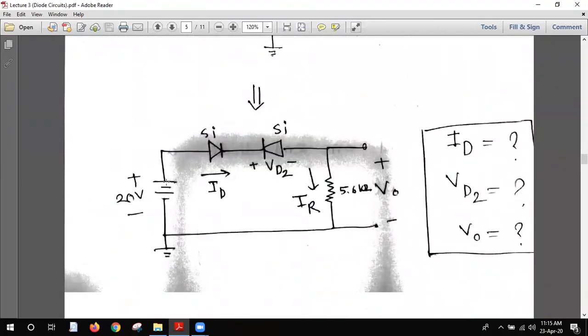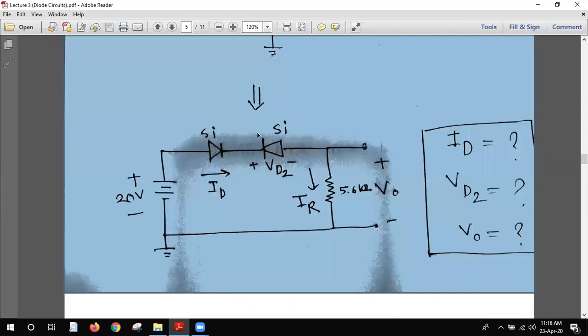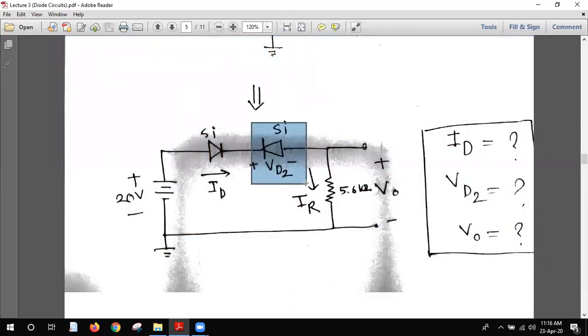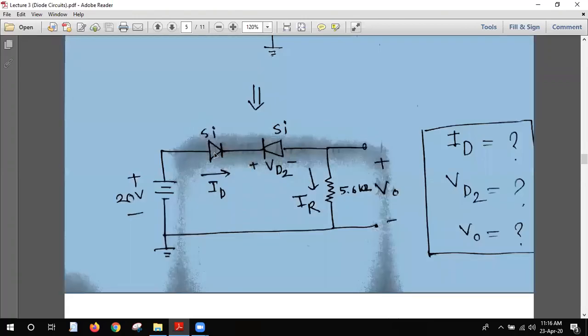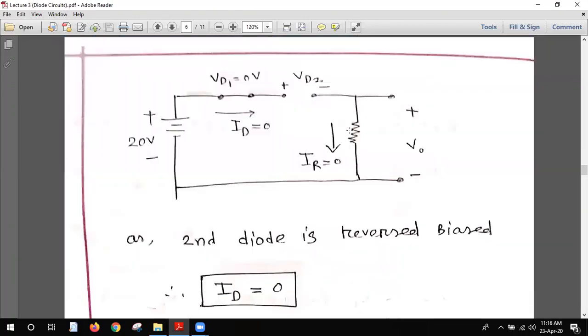You see that this positive terminal is going here, so this is positive, this is negative. So the p is positive, n is negative. So the first diode is forward biased, but the second diode is reverse biased. When reverse biased, it becomes an open circuit. When forward biased, it becomes a closed circuit. That's why it is shorted. So what I'm trying to say, it is forward biased, but there is no current flowing because of this open circuit.